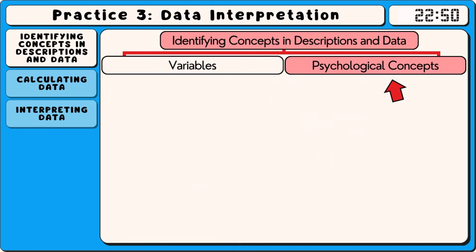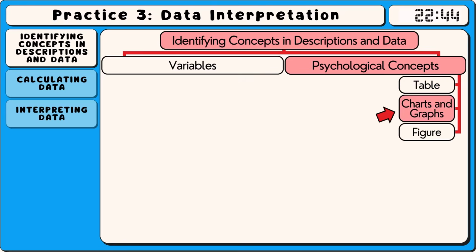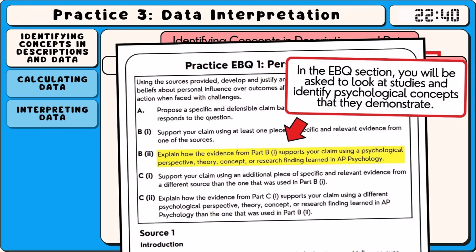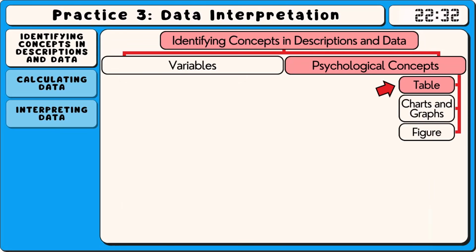Okay, the next part of identifying data is the skill of identifying psychological concepts depicted in tables, charts, and graphs, or figures. This is a skill you'll need in the EBQ section, where you're explicitly asked to look at studies and identify psychological concepts that they demonstrate. So let's go through some examples.